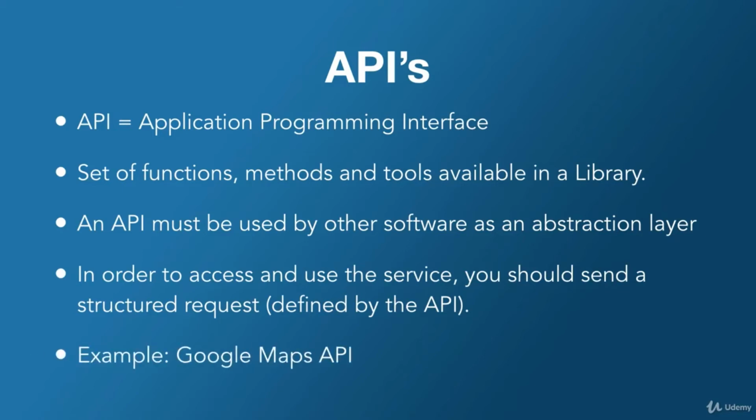A nice example of an API is Google Maps API. When you add Google Maps into a website, you are using this API in another piece of software. This is an abstraction layer because you are not programming directly into the Google Maps API, but you send a structured request, for example, to tell the Google Maps API the zoom level, the latitude and longitude, where the pin is going to be displayed, the type of map that you want to display. Everything is going to be part of a structured request. You have to use the functions that the Google Maps API has defined.